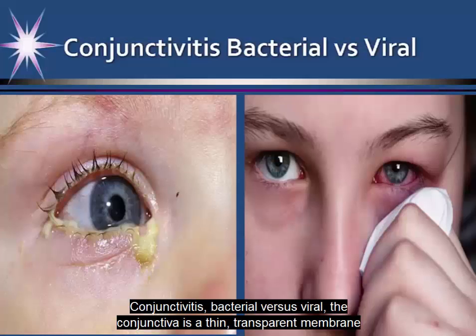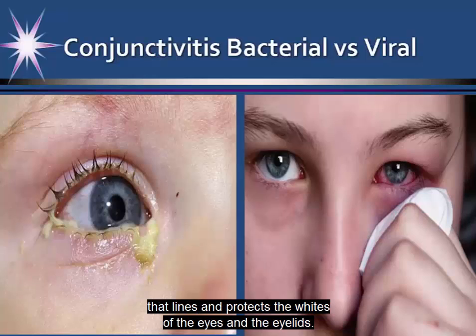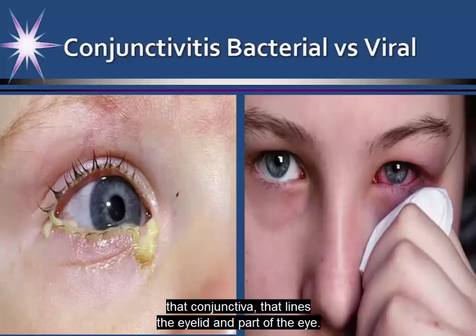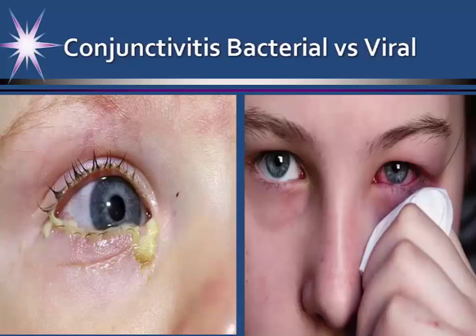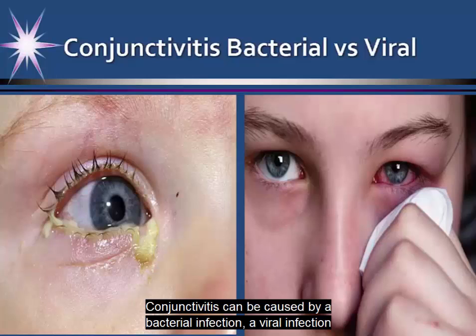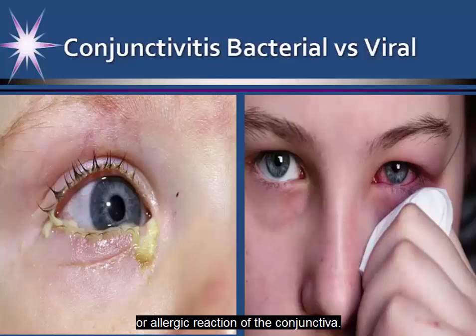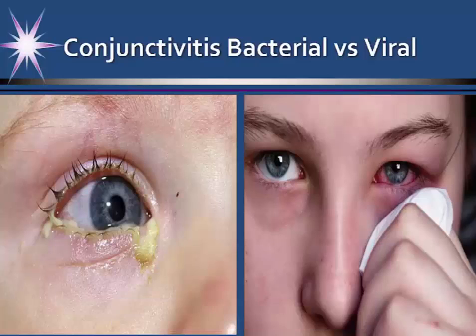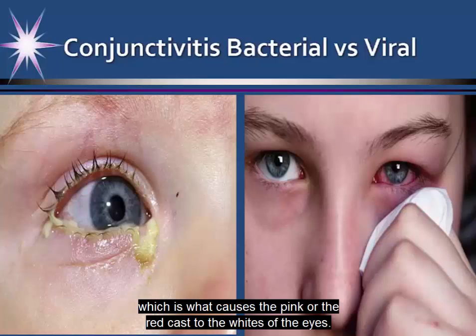Conjunctivitis, bacterial versus viral. The conjunctiva is a thin, transparent membrane that lines and protects the whites of the eyes and the eyelids. Pink eye, conjunctivitis, is an inflammation or infection of the transparent membrane, the conjunctiva, that lines the eyelid and part of the eye. Conjunctivitis can be caused by a bacterial infection, a viral infection, or allergic reaction of the conjunctiva. Viral conjunctivitis is the most common form, but bacterial conjunctivitis is more serious. The inflammation causes small blood vessels in the conjunctiva to become more prominent, which is what causes the pink or red cast to the whites of the eyes.